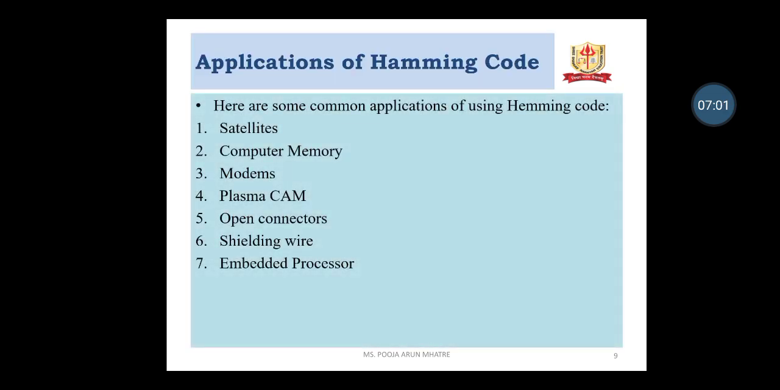Applications of Hamming code. Here are some common applications of Hamming codes. First one is satellite, then computer memory, modems, embedded processors, shielded wire, open connectors, etc.